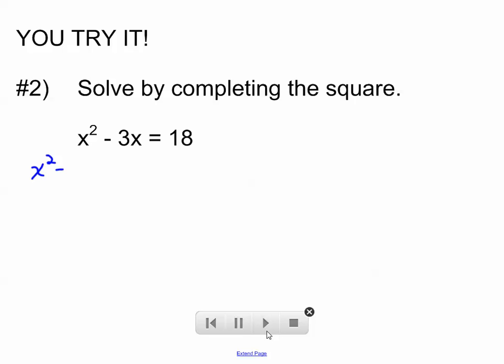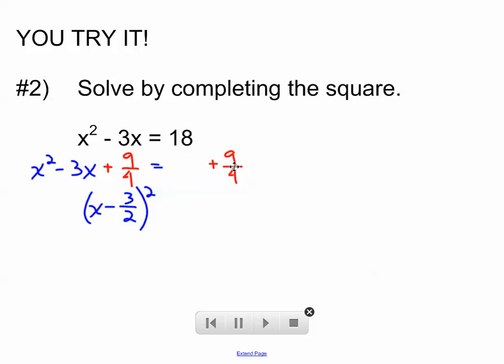All right, here we go. What am I going to add to both sides? Well, half of 3 is 3 halves. 3 halves squared is 9/4. So we'll add 9/4 to both sides. Then I can write this as a perfect square: x minus 3 halves squared.